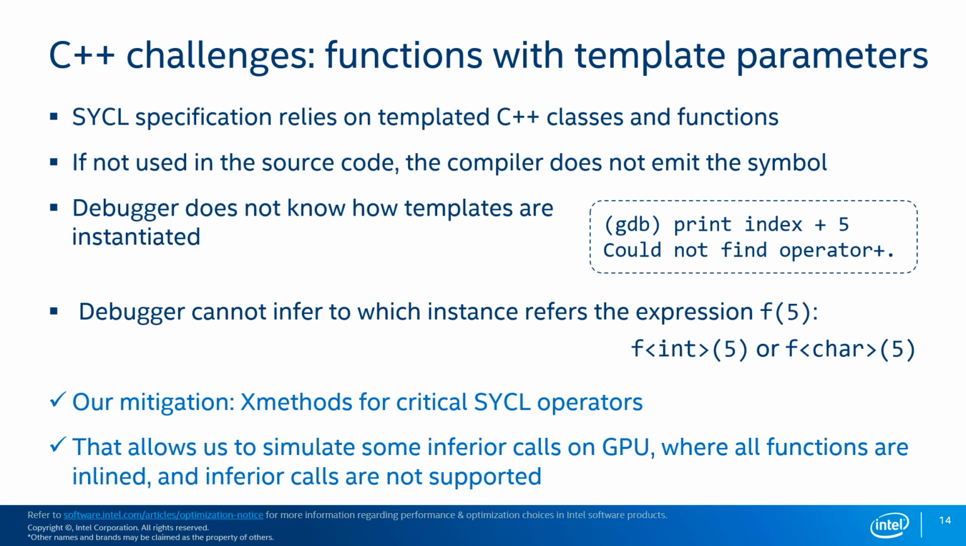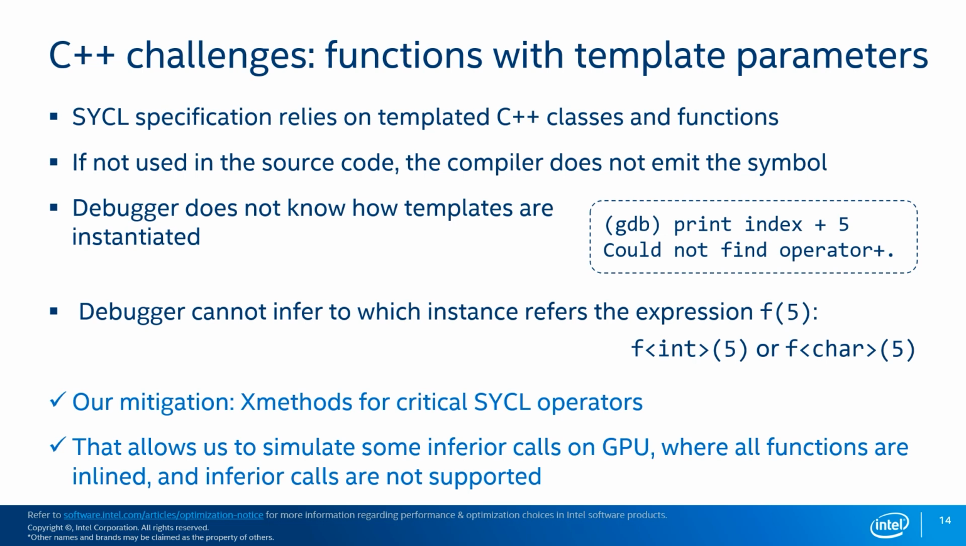The next challenge is related to inferior calls of templated functions. The SYCL specification and its Intel implementation heavily rely on templated C++ classes and functions. That means that for many functions, if a symbol is not explicitly used in the source code, the compiler does not emit this symbol. The debugger, furthermore, does not have any means to know how templates are instantiated. This leads to the following problem. If operator plus for the ID class is not used in the source code, the debugger cannot evaluate the ID plus 5 expression.